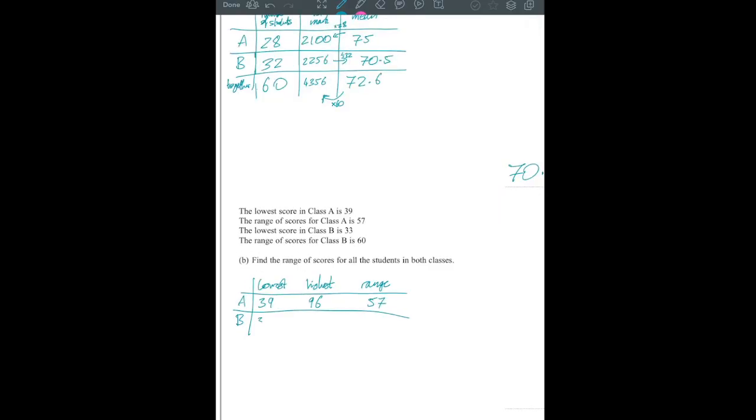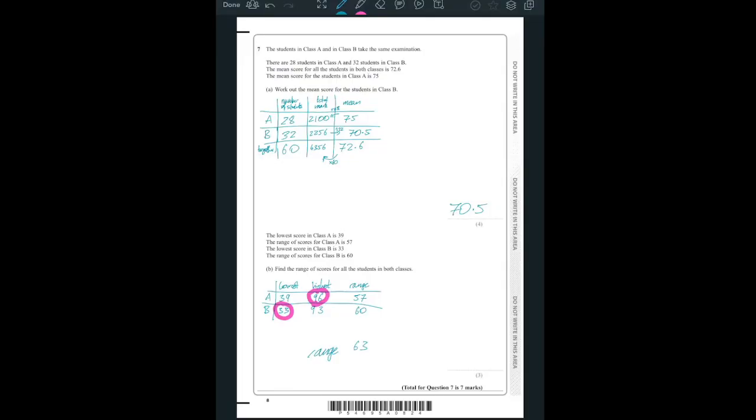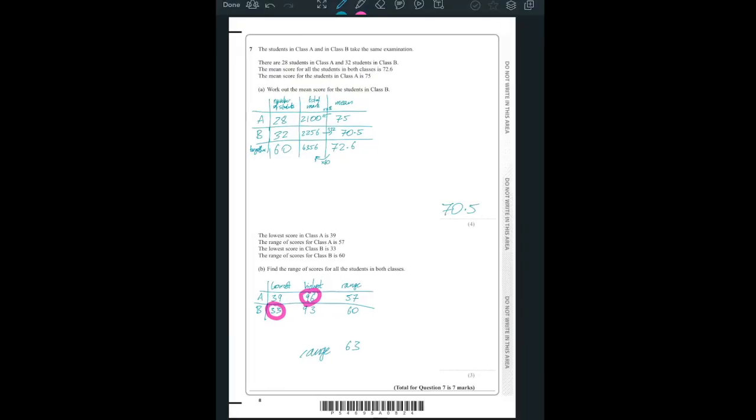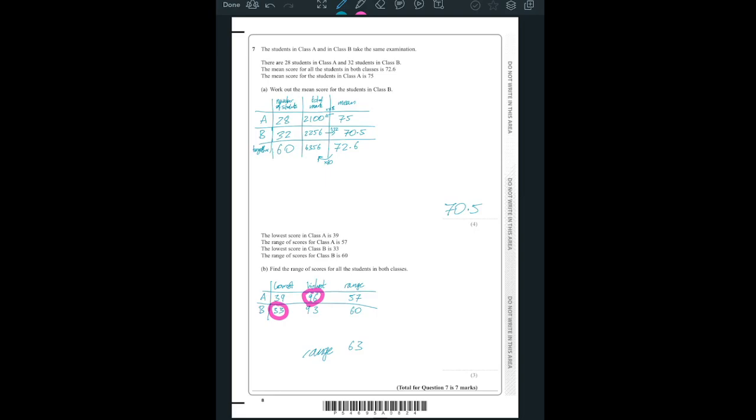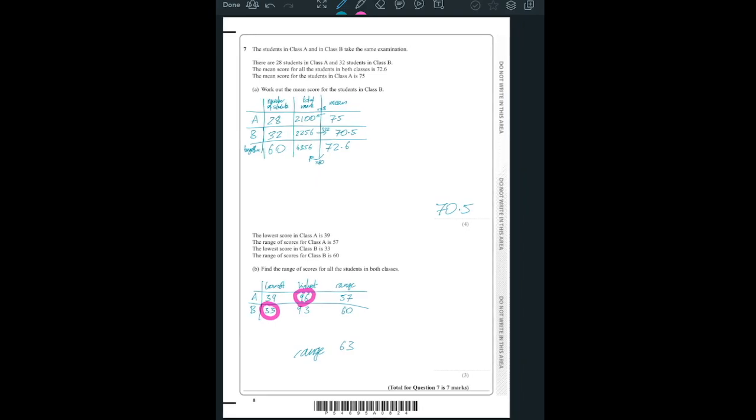Now in class B, the lowest was 33, the range was 60. So the highest 33 plus 60. But now if I combine them, then I have to use the lowest overall and the highest overall. So we're using those 2 figures. So now the range is the difference between those is 63. When you combine the results together, your range tends to increase, whereas your mean or your averages kind of go towards the middle of any input data.